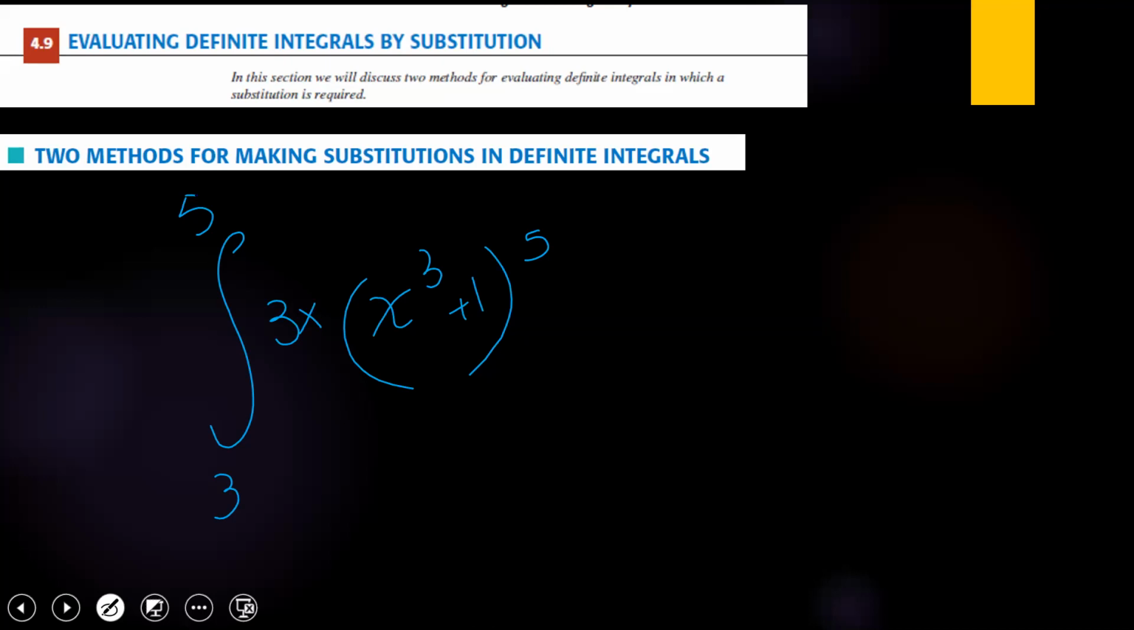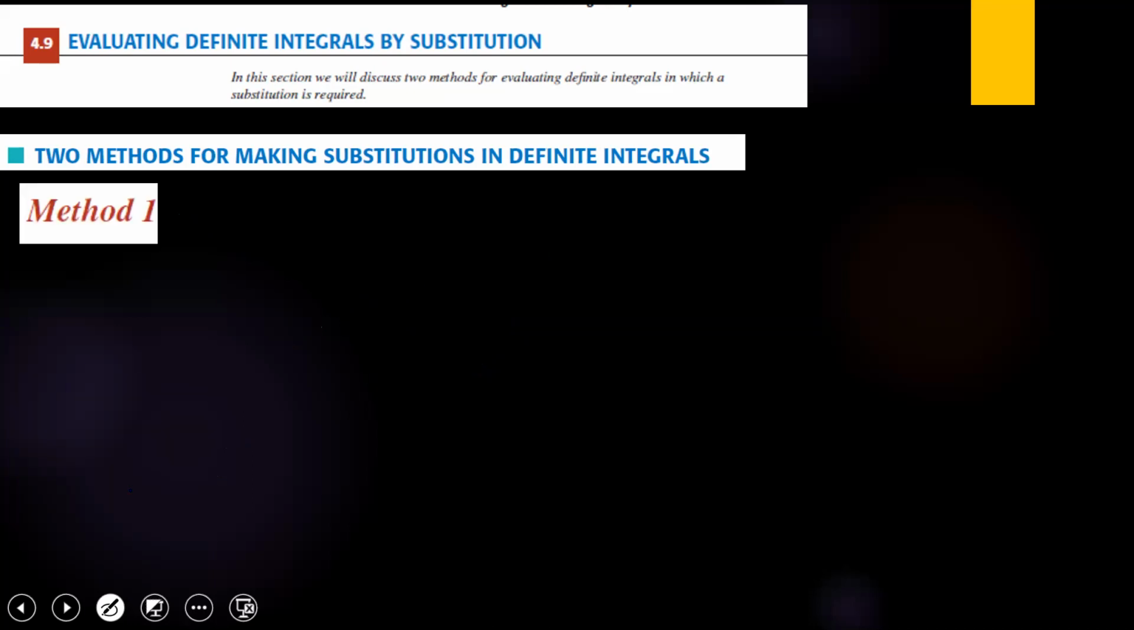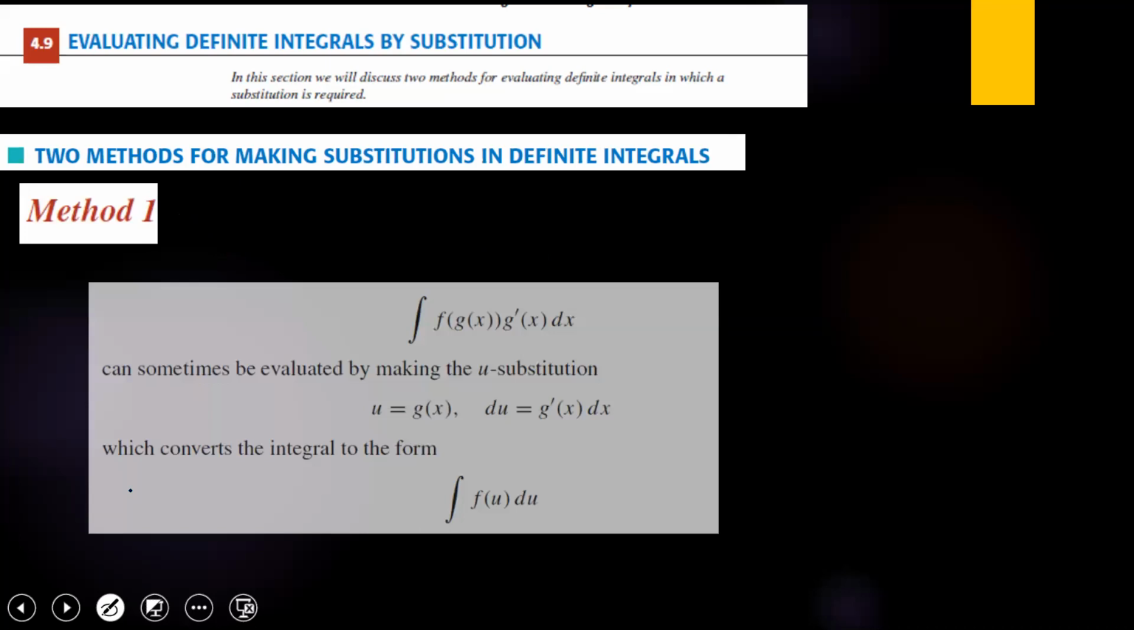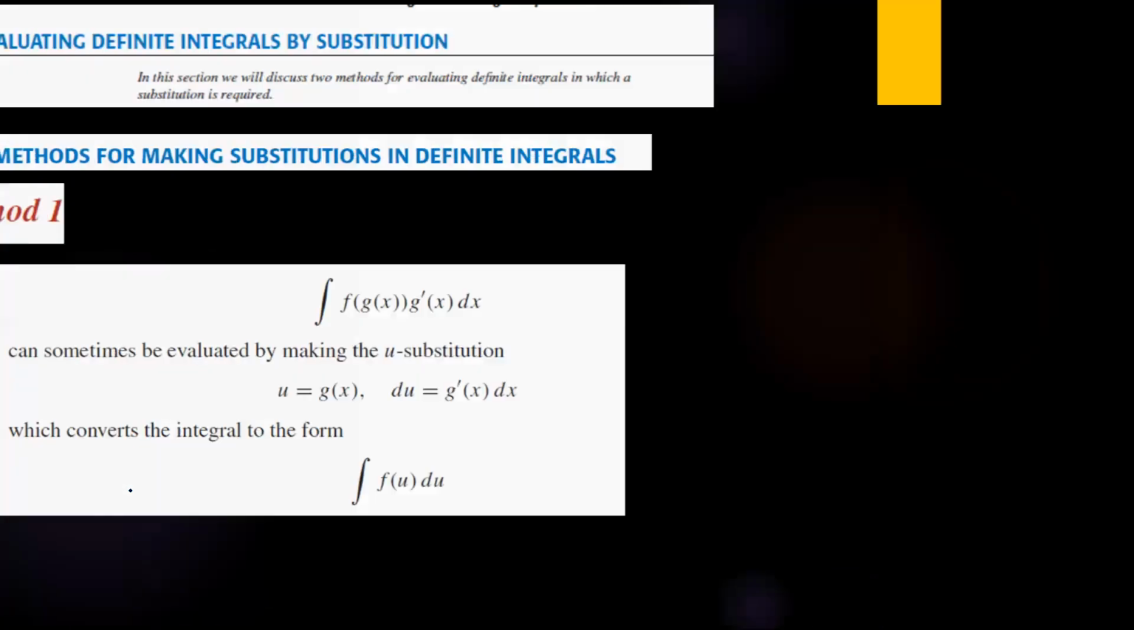Now, we can solve it in an indefinite and in a definite way. We have two methods for this substitution method. The first method, which we will talk about today, is when you have f of g of x times g prime of x dx. We call this u substitution. You suppose the inner function is u, then you find its derivative, then we substitute. Let's see an example first.